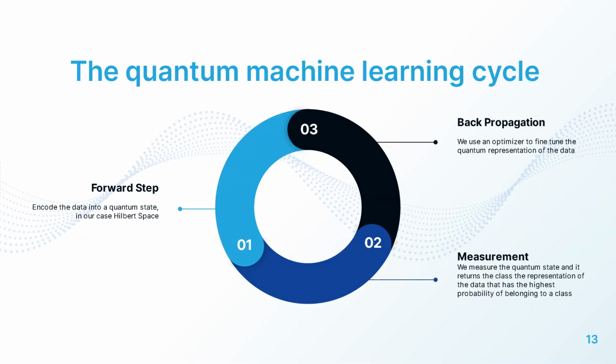Quantum machine learning cycle is very straightforward. It's like a normal machine learning cycle. You have your forward step, but in this case we encode the data into a quantum state instead of just a normal vector state. We have the measurement step, which measures the quantum state and makes a prediction, and then we have the backpropagation.